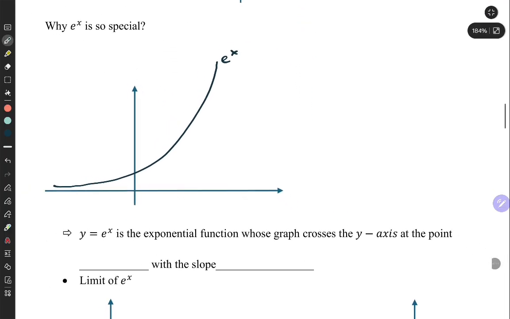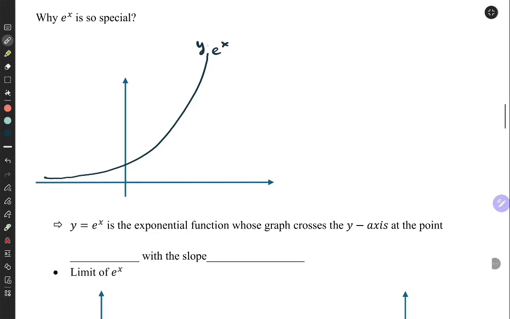This is the sentence down here. y = e^x is the exponential function whose graph crosses the y-axis at the point (0, 1) with the slope... what do you think? e to the x? Close.